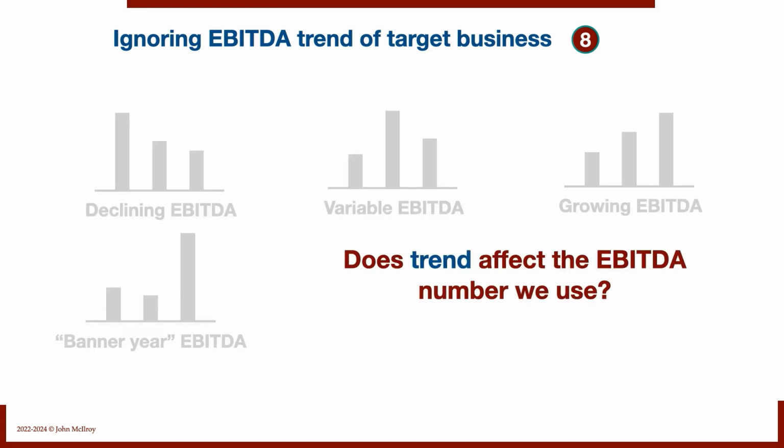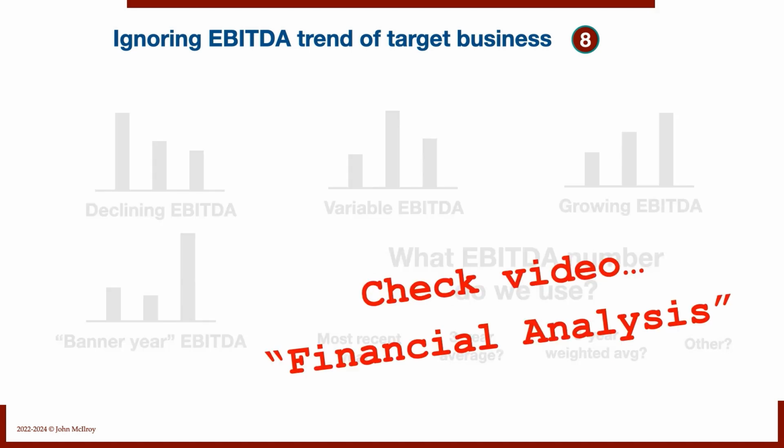Does trend affect the EBITDA number we use? The answer is yes. In some situations, we use the recent year, some the 3-year average. Sometimes we use the 3-year weighted average, or we can come up with other ways of doing it as well. Check the video on financial analysis where we go into this in more detail.